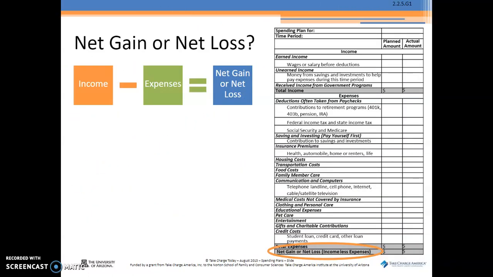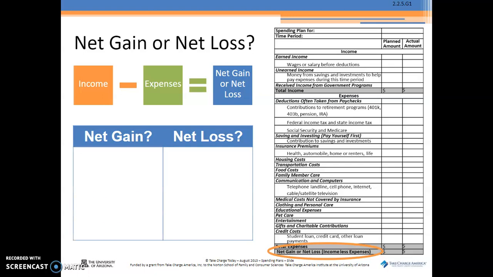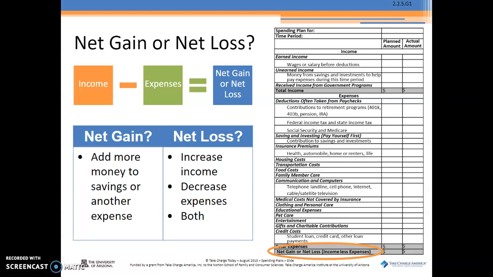Net gain or net loss. If our income is greater than our expenses, we have a net gain. If our expenses are greater than our income, we have a net loss. So add more money to savings or other expenses. Net loss means we have to increase income, decrease expenses, or a combination of both.